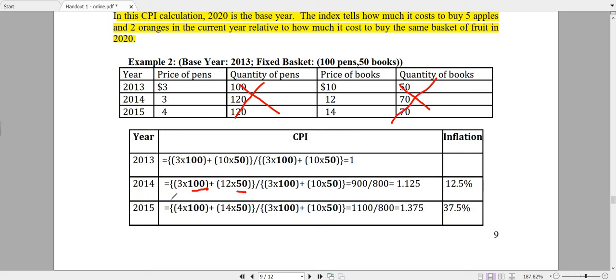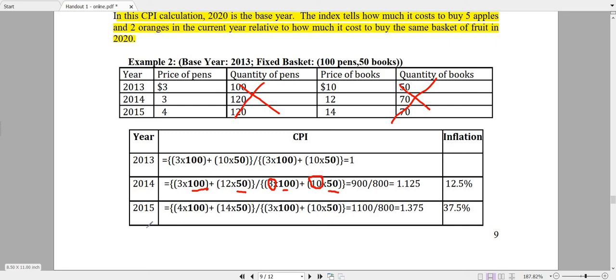So when I calculate the CPI index for the year 2014, you can see for yourself that this will be equal to the price of this basket, 150 in the current year, so here I'm going to take 2014 prices for pens and books, divided by the price of the same basket in the base year. So I'm just taking the same basket, but here, instead of using the 2014 prices, I'm using the base year prices, which was 3 for pens and 10 for books. It was 3 for pens and 10 for books, right?